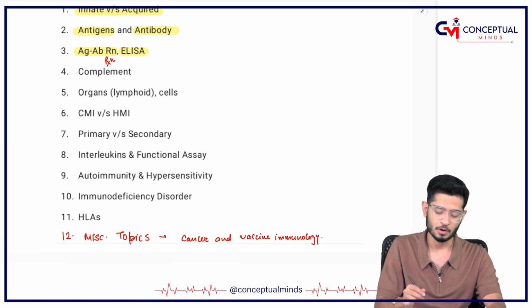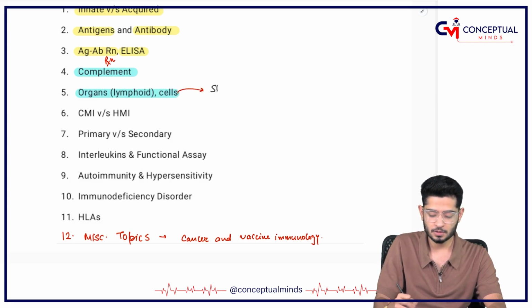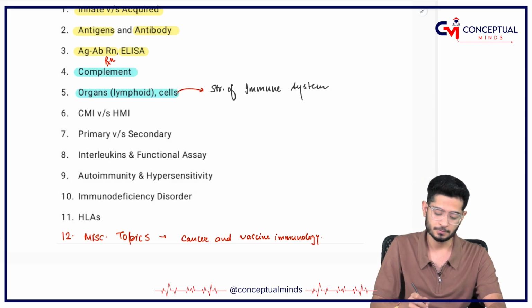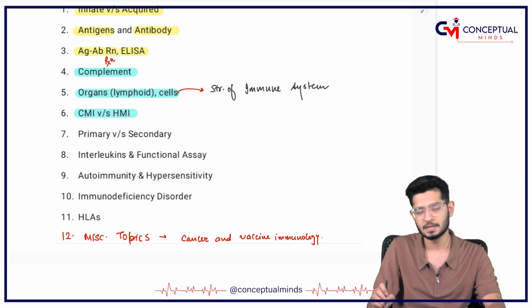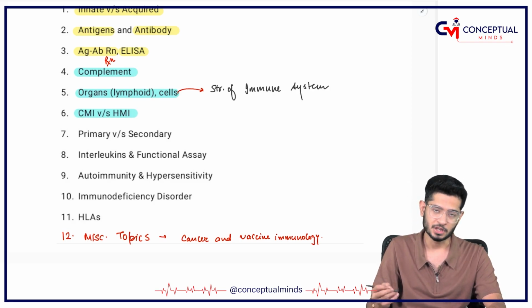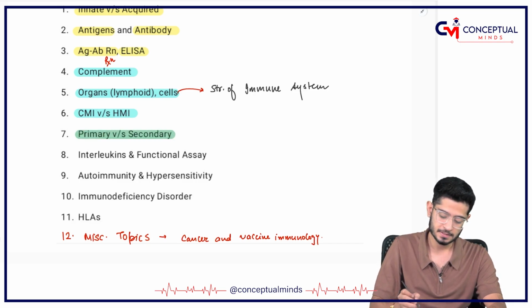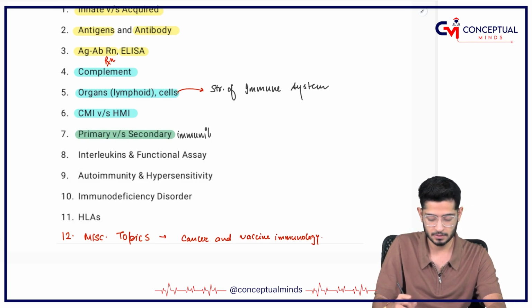Then we'll focus on the complement system, different organs and cells. So basically, we are going to discuss the structure of the immune system of our body. After that, the next topic will be CMI versus HMI, that is cell-mediated immunity versus humoral mediated immunity. Then we will have the discussion on the topic primary versus secondary immunity. So what is the difference between primary and secondary immunity we'll discuss.